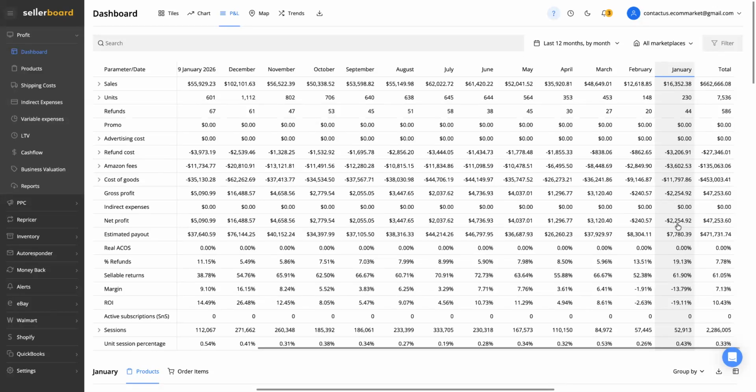Down here, net profit minus $2,200. What the heck happened there? So for us, if you go up through refund cost, we always calculate it on the profit of your sales because it's just not fair to not include that.